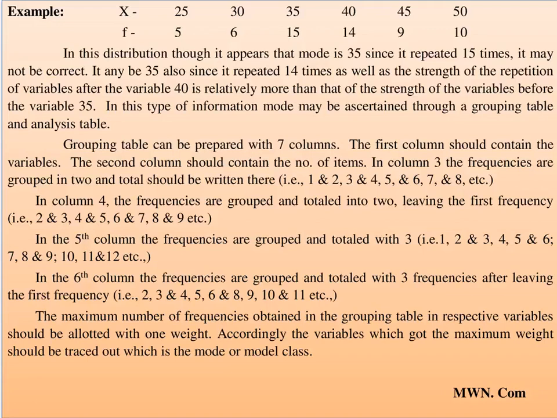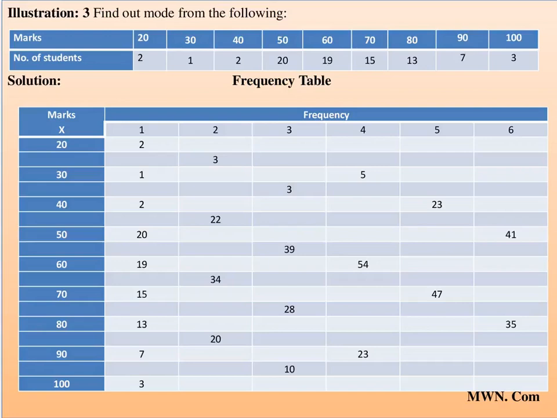The grouping table contains 7 columns. In the first column, 1 and 2 should be added. In the second column, 3 and 4 should be added. In the fourth column, 4, 5, 6 should be added. In the first column, 1 and 2 are added, giving 3. Then 2 and 20 are added, giving 22. When taking the third row, after leaving the first one, 2 and 1 are added.